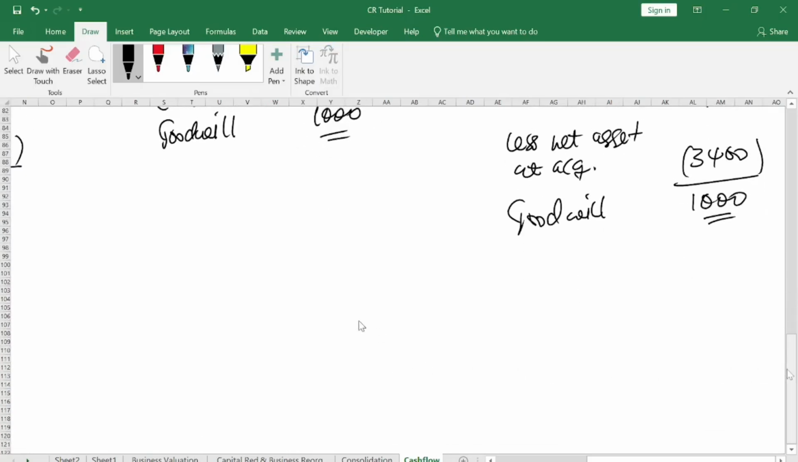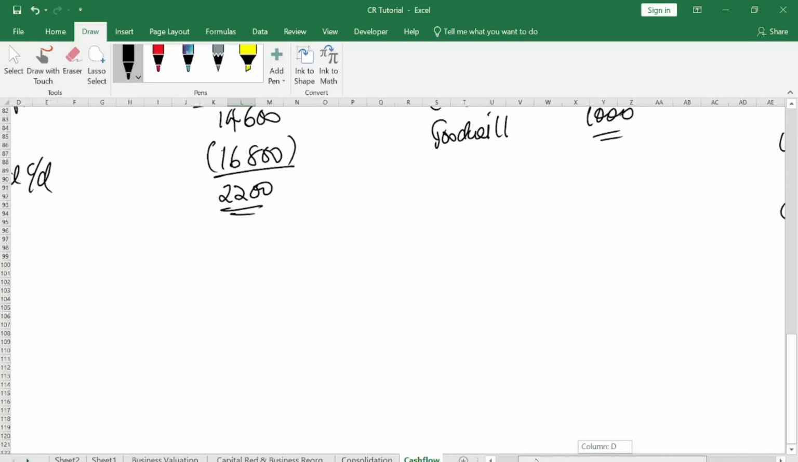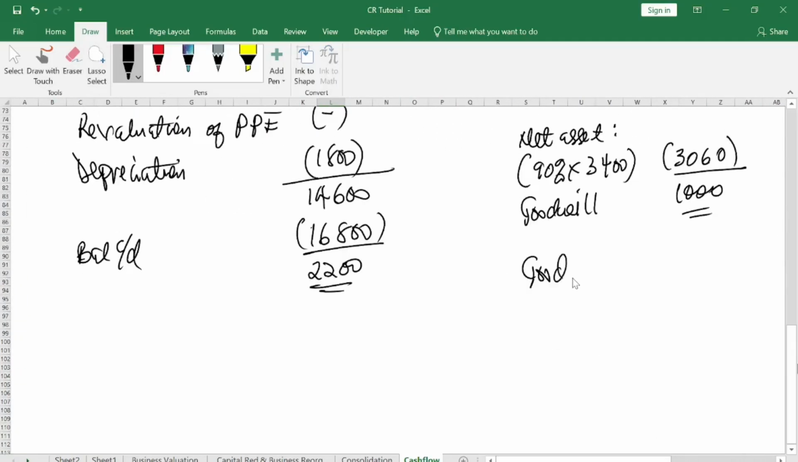Now, after you get to know your goodwill, then you look for if the goodwill is impaired. Do you understand? So you check goodwill impairment. Now you know your goodwill, then you see if there's impairment of goodwill. You've already calculated the goodwill. So you check if the goodwill is impaired.